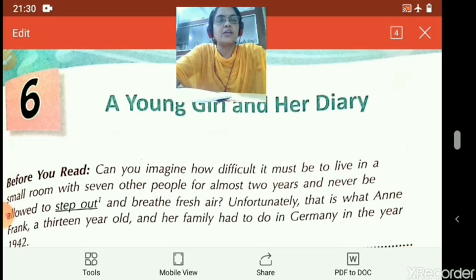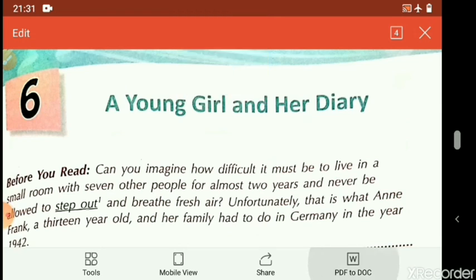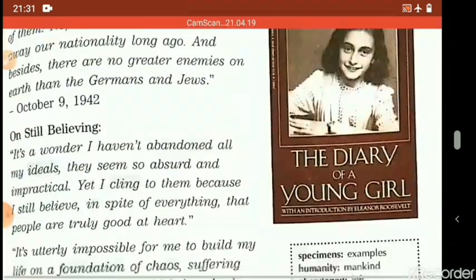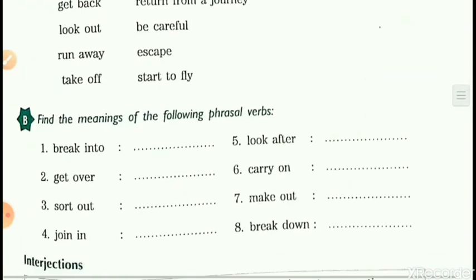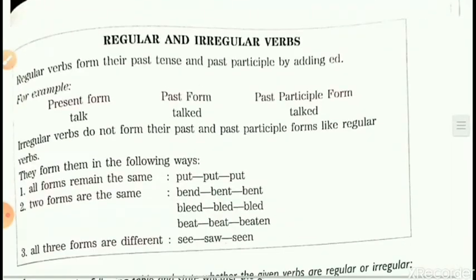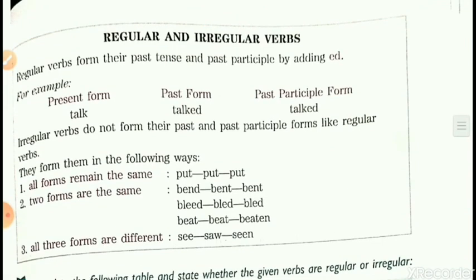So students, those of you who have got the new edition of Wordsworth English Reader books, please take out your books and turn to page number 57, exercise B of Grammar Glee. Students, today I'll be revising the regular and the irregular verbs.